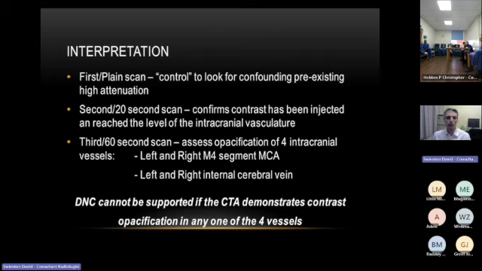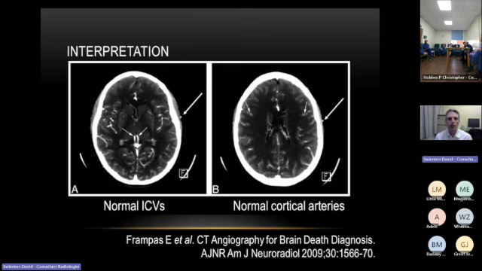And again, some of the terminology is odd, but a positive scan is one where there is no flow, and that would support brain death. So just saying that that's what a positive test is in this situation. A negative test would be one where some degree of opacification in those vessels is seen and it can't support it. So this is from the original Frampas paper, which the protocol has been based on.